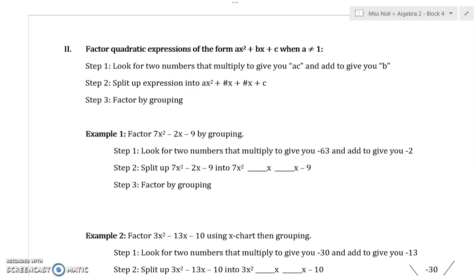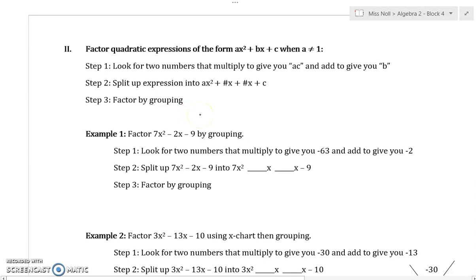So what we want to do is take a, the number in front of x squared, and multiply it by c. This is going to give us the number that we're looking for, that it's going to multiply to. You know how before it was numbers that multiply to this, add to this. So we want numbers that multiply to a times c, and we still want them to add up to give b, the coefficient in front of x. Then you split the expression into ax squared plus whatever number we found times x, plus whatever other number we found times x, and then plus c. And then we take that expression and we factor it by grouping.